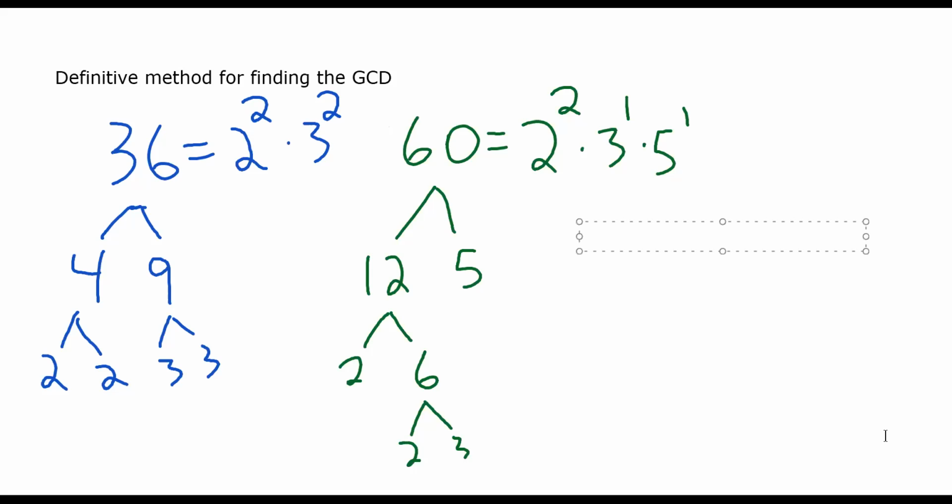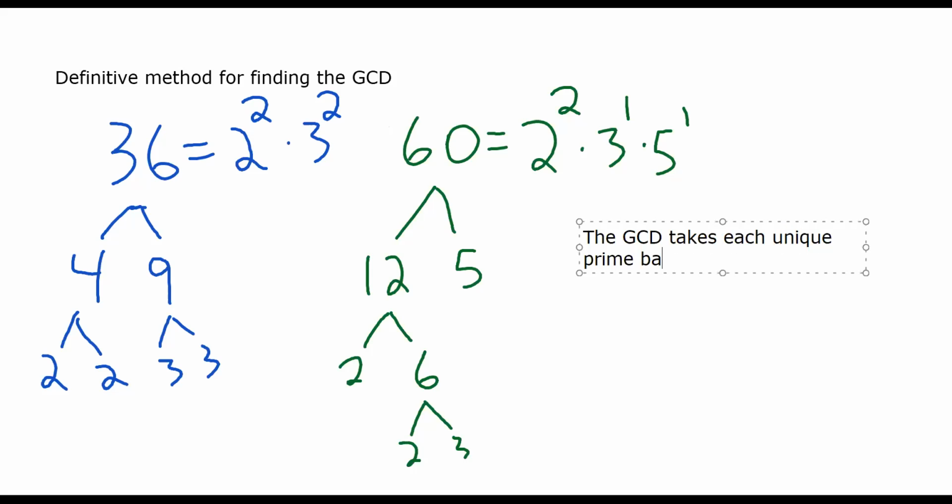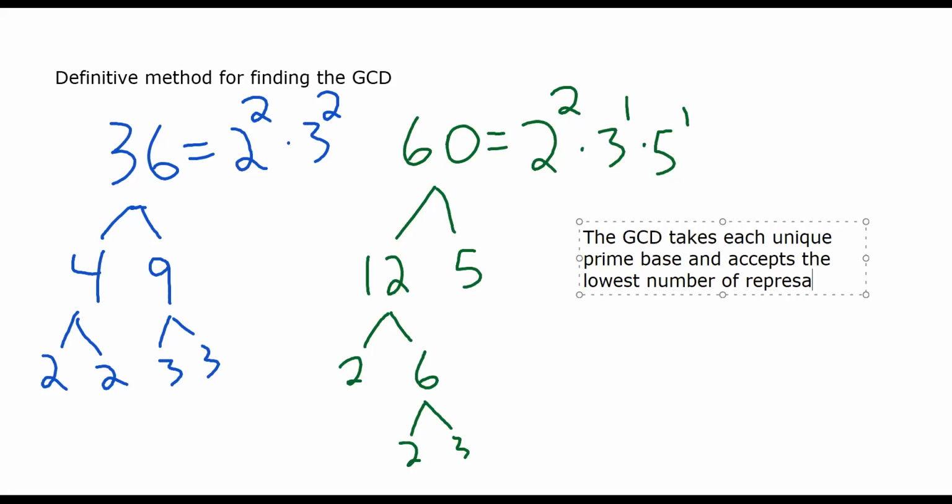Okay, we've found the prime factorizations. Here's what the GCD is going to be. It's going to be a little bit funky. The GCD takes each unique prime base. What are the prime bases? Well, this one, the bases are 2s and 3s. Here, the bases are 2s and 3s and 5s. So it takes each unique prime base and accepts the lowest number of representations of those bases.